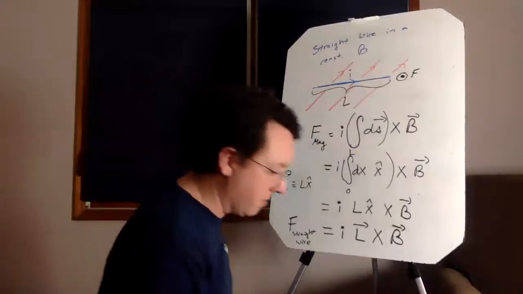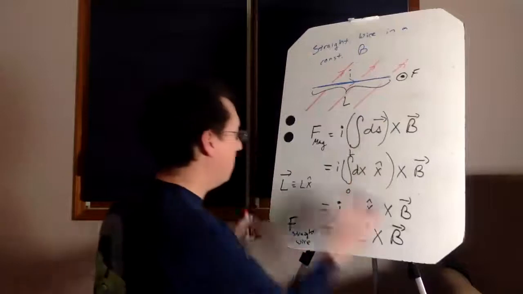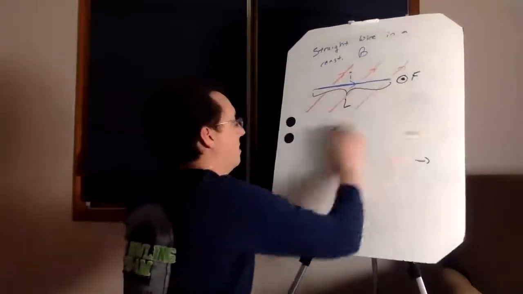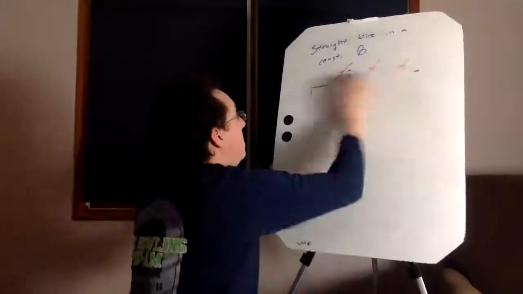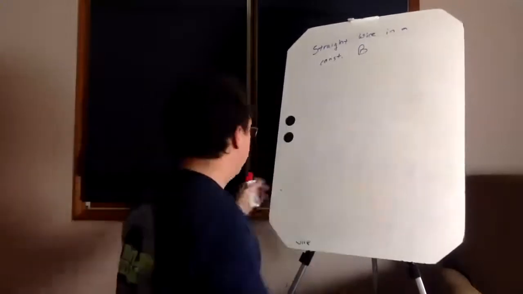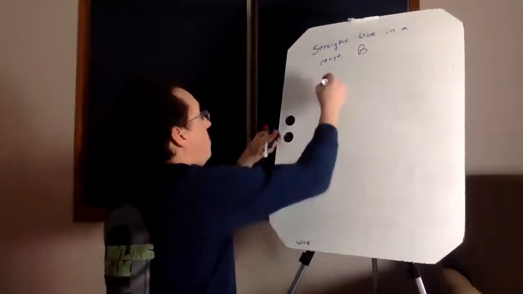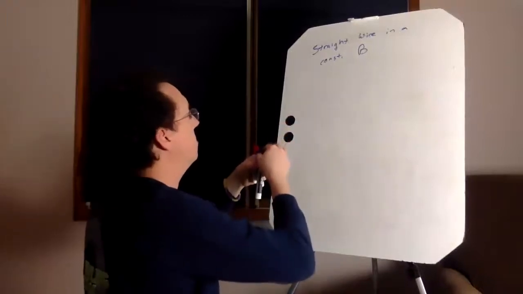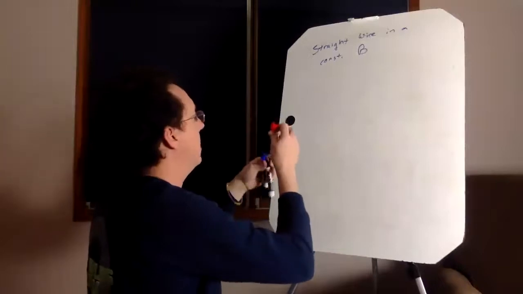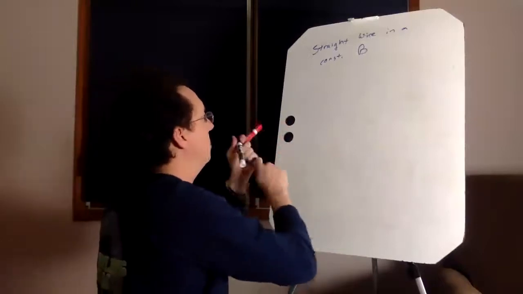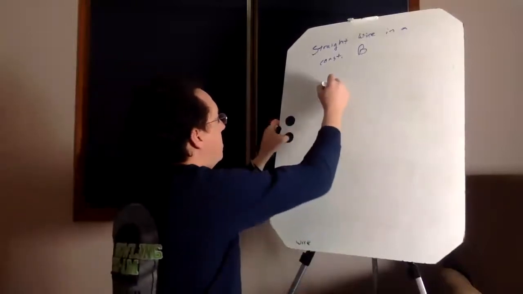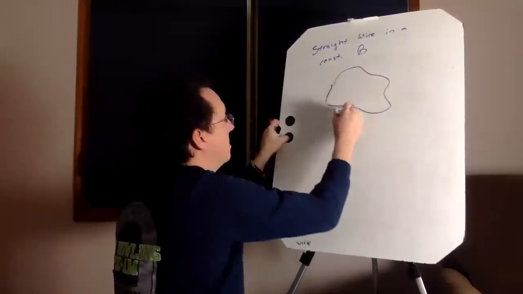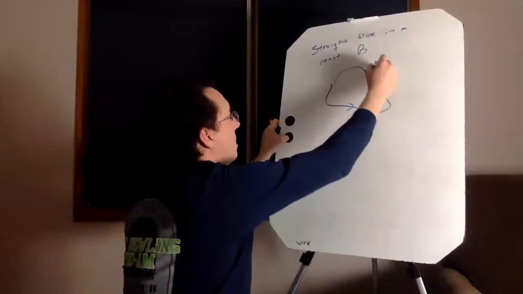Okay, so that's the general formula for a straight wire carrying a current in the presence of a uniform magnetic field. One last little example I want to throw in super quick is, what if it's not a straight wire? What if it's a wire which forms a loop? So let's say I have a wire that forms a loop. Okay, and let's say there's a current flowing in it, around it.